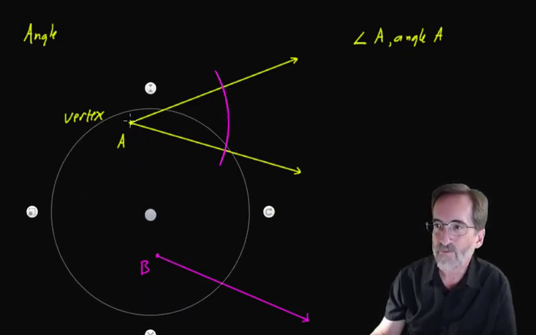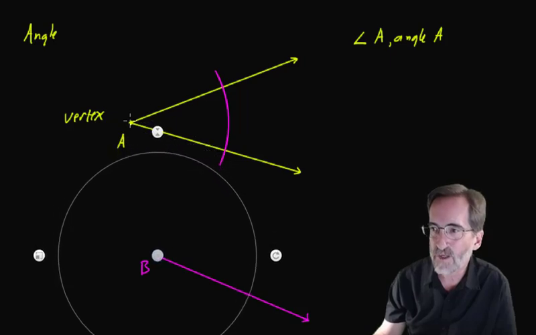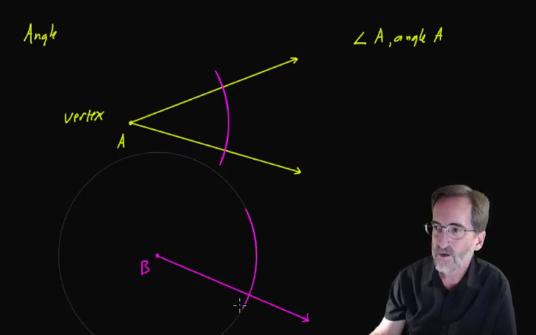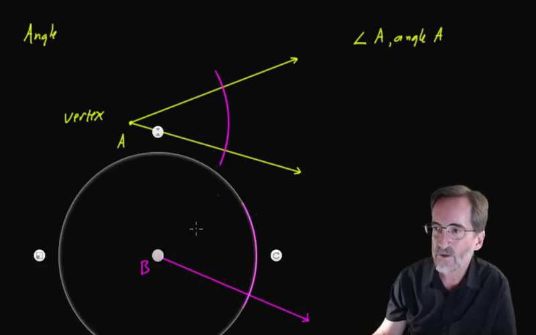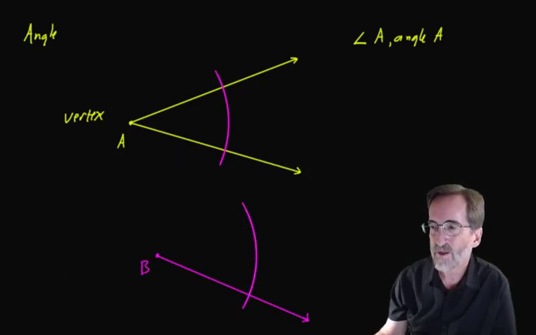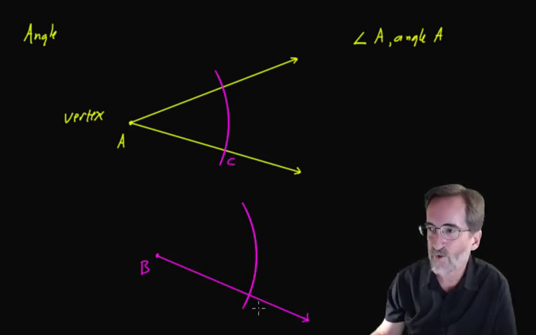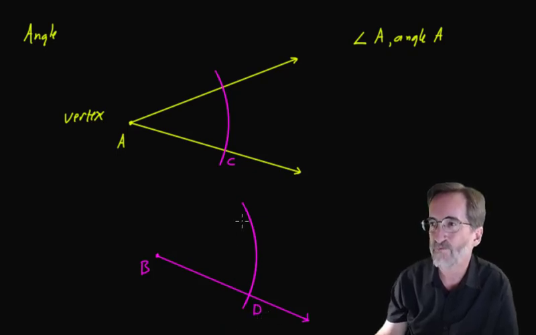Now I'm going to take my compass point and put it on B, and I'm going to keep the same compass setting, and I'm going to draw an arc there. That's about the same length, or maybe a little bit longer than the arc I drew on angle A. These arcs were both drawn with the same radius. I'm going to label this point C and this point D just for reference so I can talk about them.